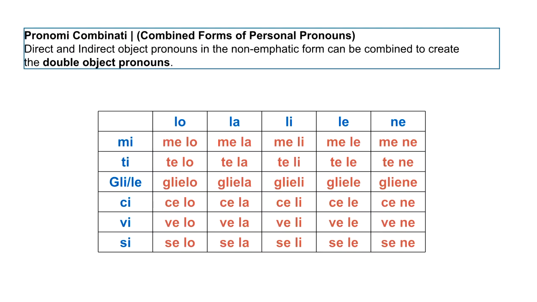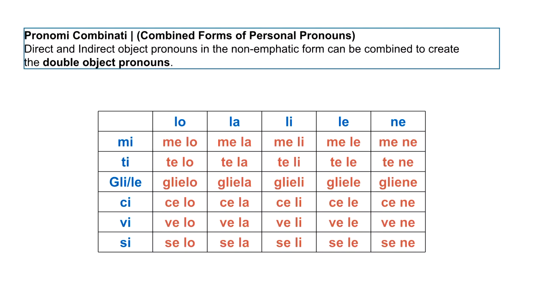Now, the next one is going to be when you combine pronouns. Okay? Pronomi combinati. These are combined forms of personal pronouns. Direct and indirect object pronouns in the non-emphatic form can be combined to create a double object pronoun. Now, the chart is going to show you how to do it. You can combine mi and lo. Why do you combine it?